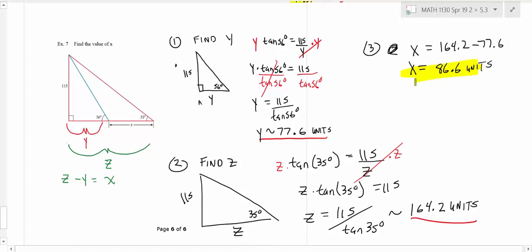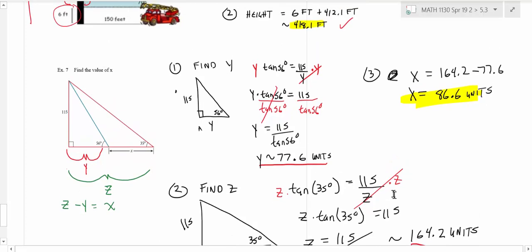All right, so that's it. That'll wrap that up. This kind of material is usually pretty easy for students to learn. These problems right here can get a little tricky sometimes, but the idea is applying the trig functions.